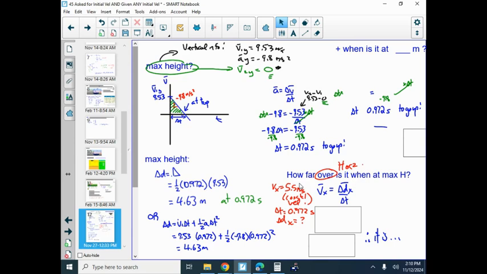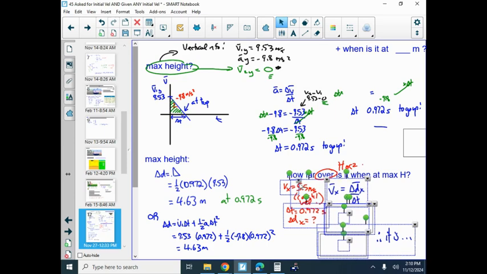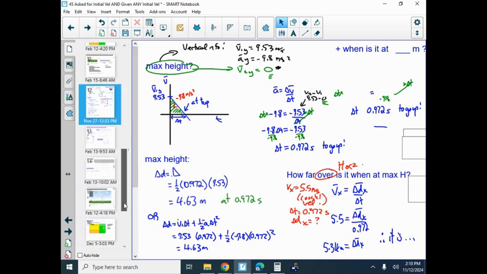So you're not looking at the fancy sheet for this one. You're just using more basic knowledge. Plug in the numbers. Okay. So now we know over 5.4334 meters, and you're at a height of 4.63 after 0.972 seconds. All sorts of things we've managed to calculate.